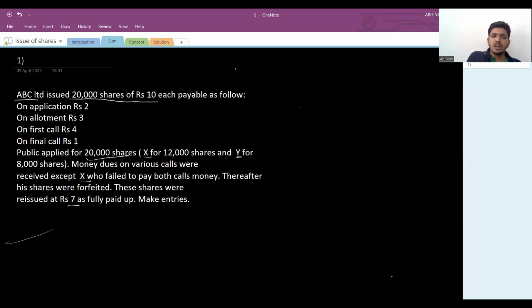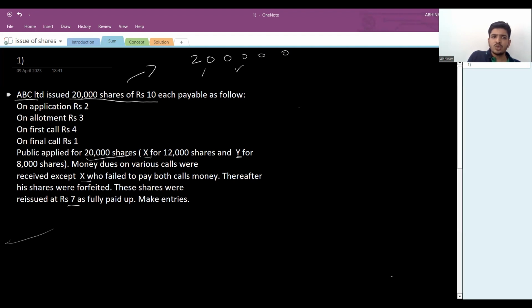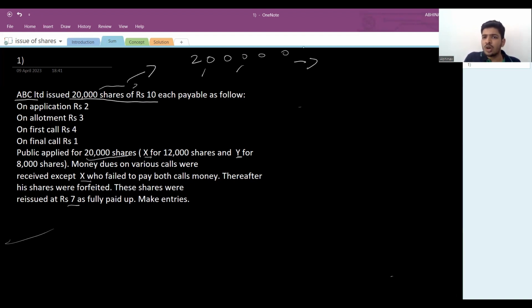What does this mean? That is, the board of directors decided to raise 2 lakh rupees. That is 20,000 into 10. So in order to raise this 2 lakh rupees, they decided to value each of their shares at rupees 10. So when you divide 2 lakh by 10, you get 20,000 shares. So the company wants to raise 2 lakh rupees by issuing 20,000 shares. So essentially it wants to sell its 20,000 shares and it wants the public to buy those shares and become part owners of the business. As simple as that.